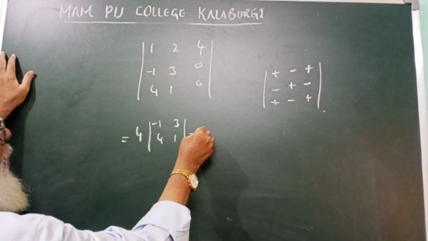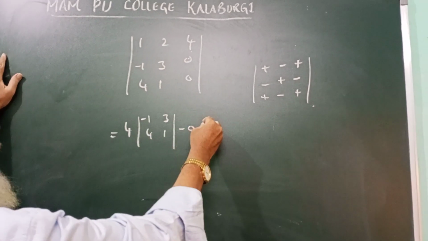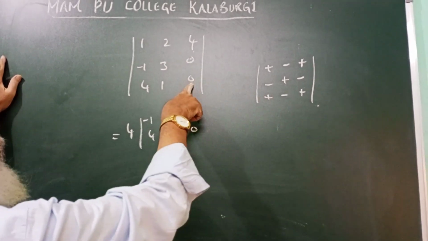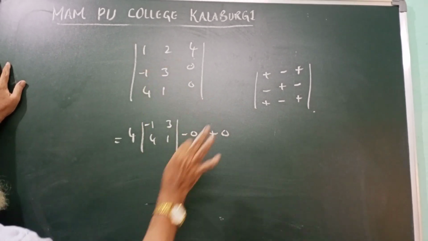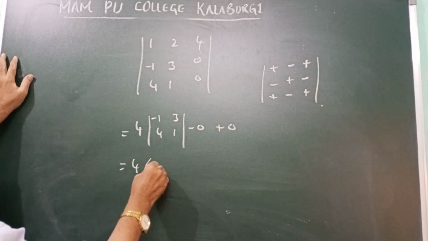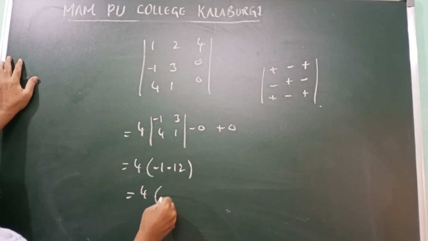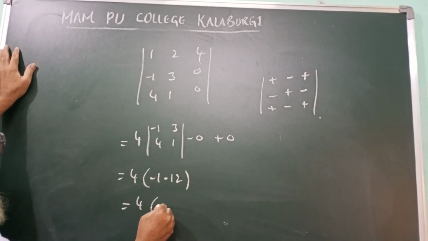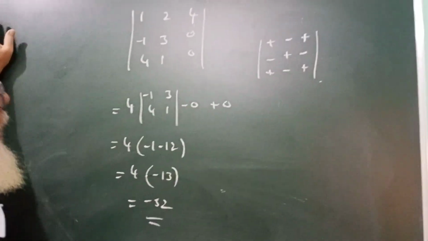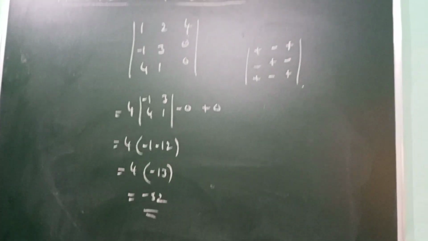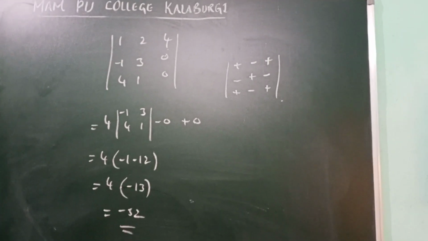Then here, after that we have to take 0. 0 into anything will be 0. And here, after that also we have the plus sign. Again 0 is there. 0 into anything is 0. So it will be minus 1 minus it is 12. 4 into it is minus 13. It is minus 52. Like this, the third row wise or third column wise expansion.